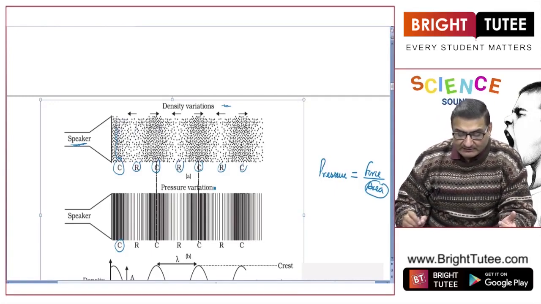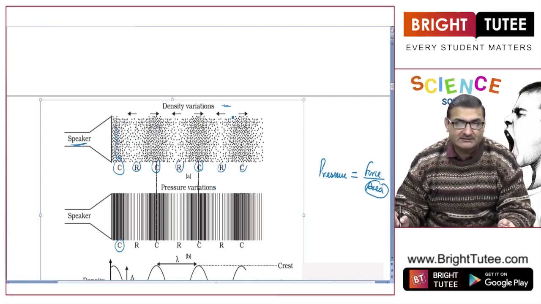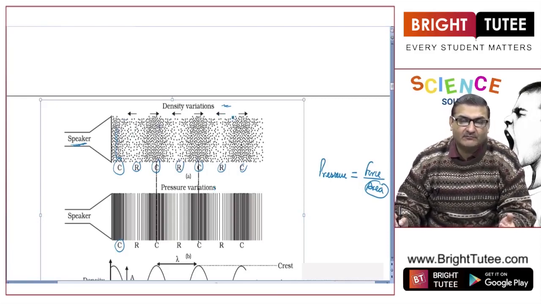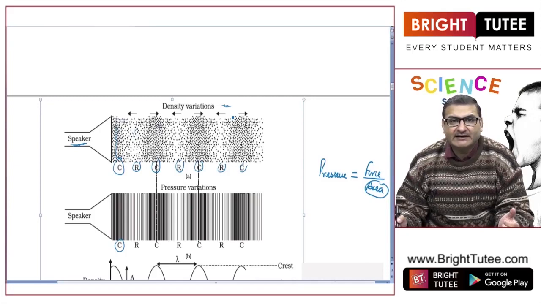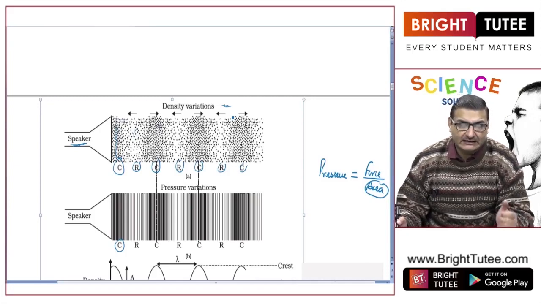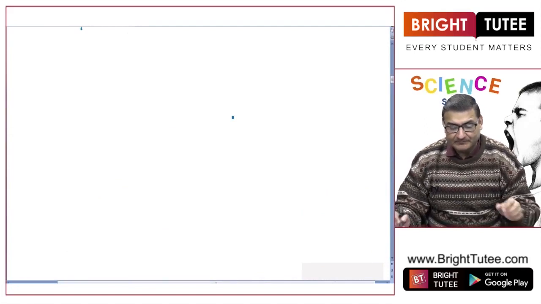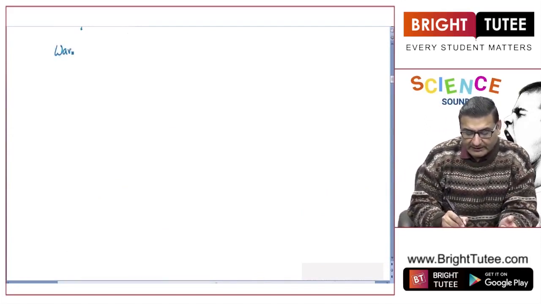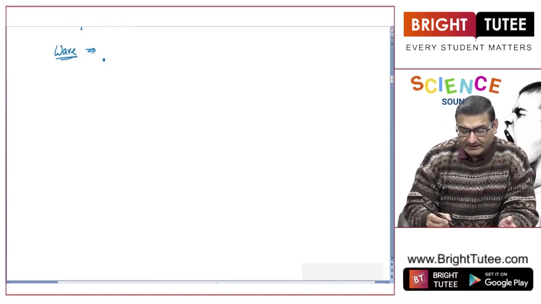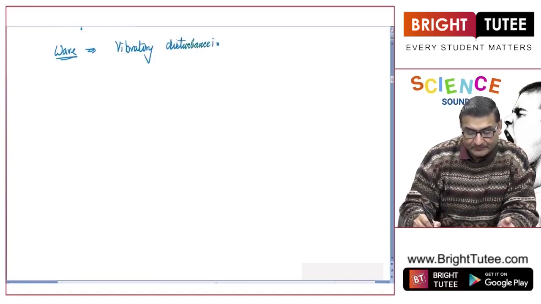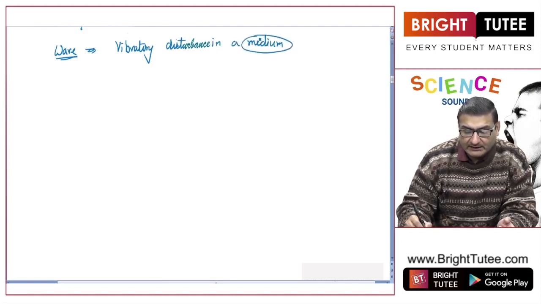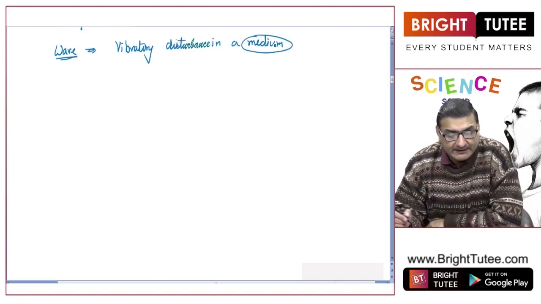Fine. Now this to and fro motion of the particles can be represented in the form of a wave. Now what exactly is a wave? A wave is a vibratory disturbance in any particular medium. Because I have used the term medium, first of all I would like to relate what exactly is meant by medium.